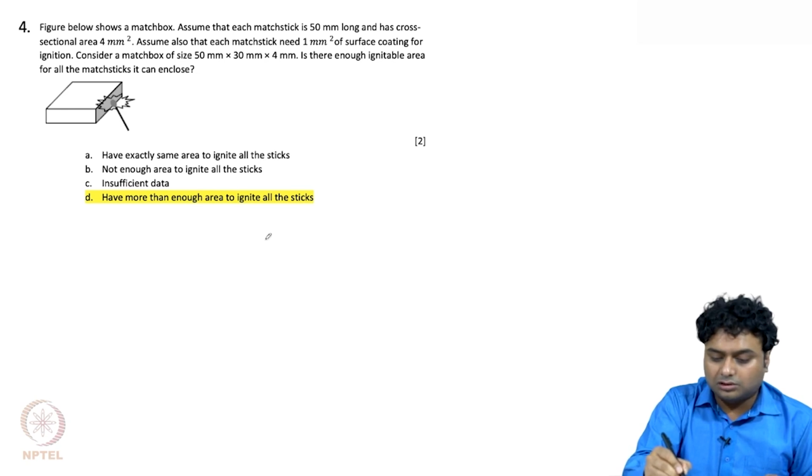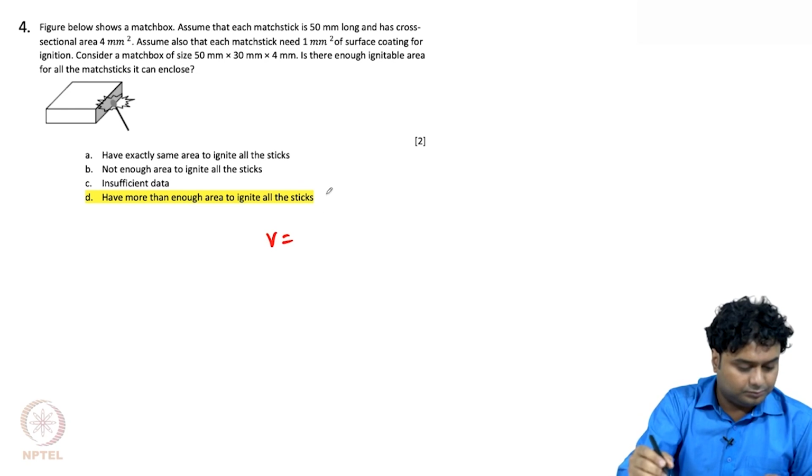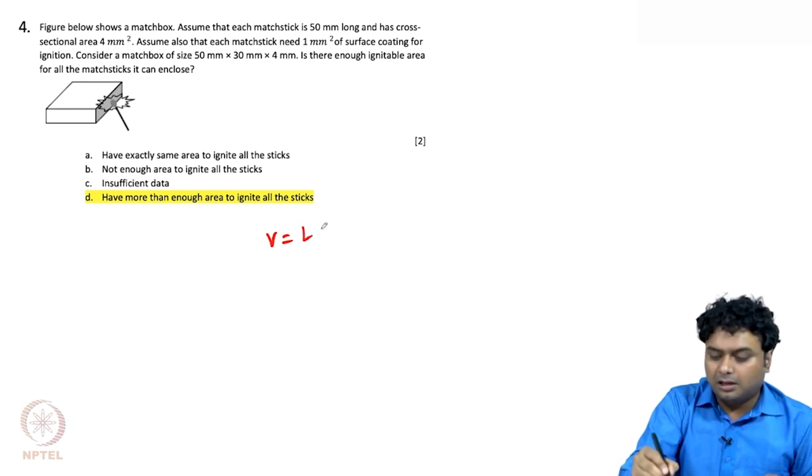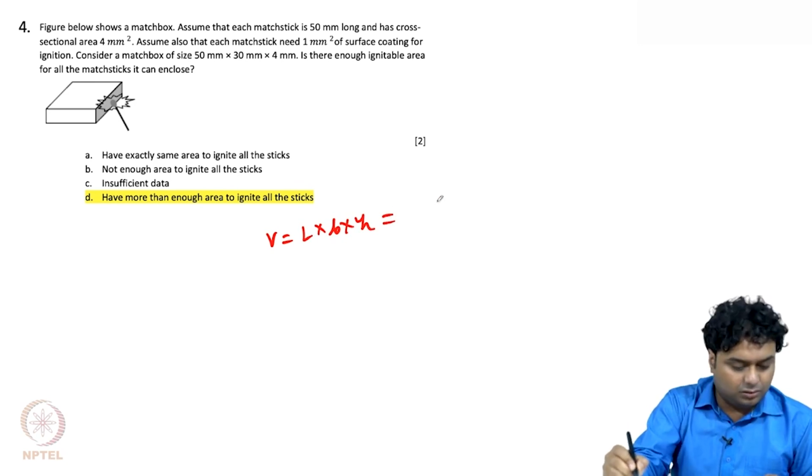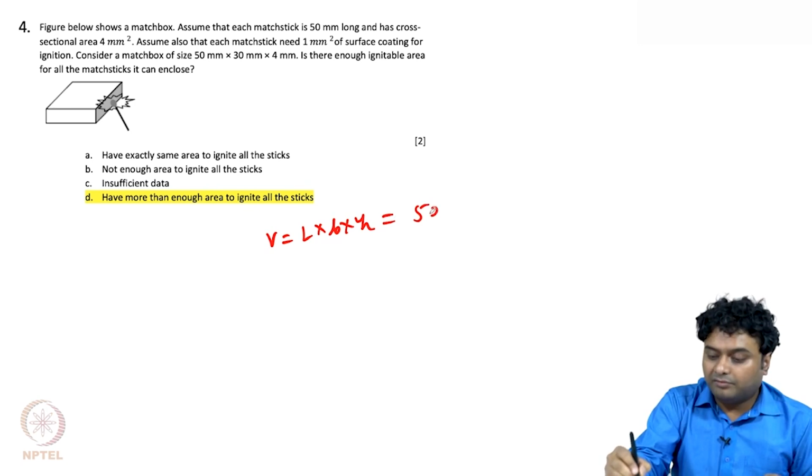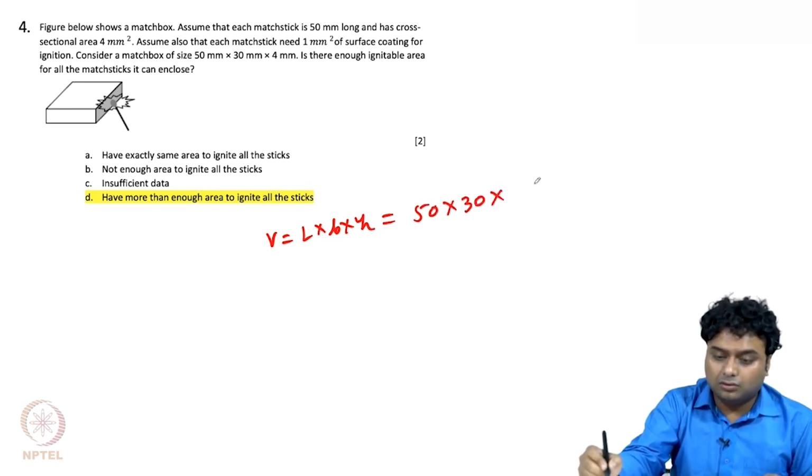Volume of the box V equals L into B into H, and that equals 50 into 30 into 4.